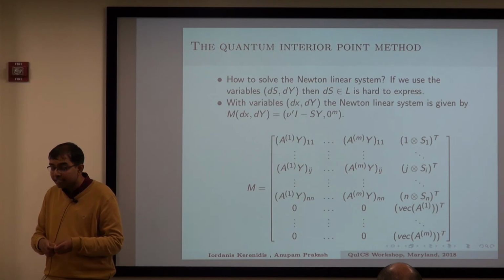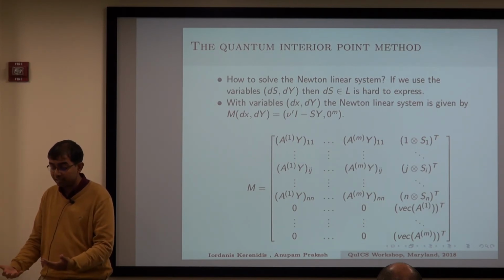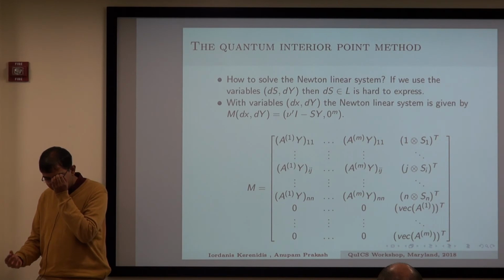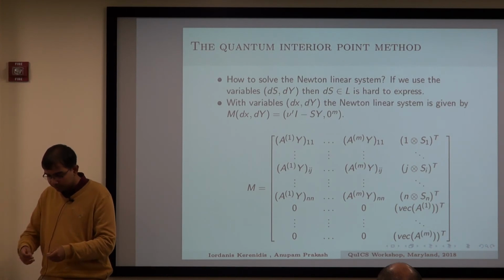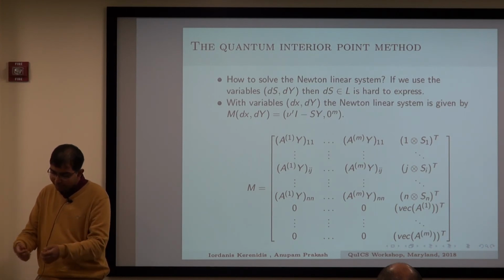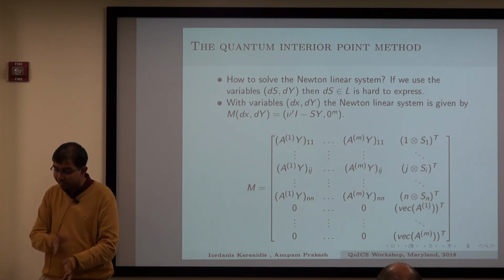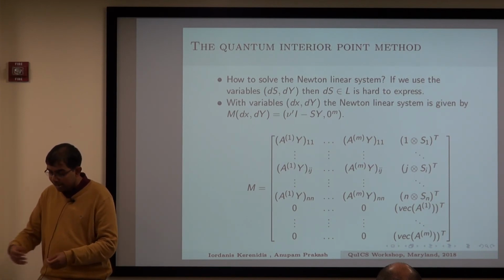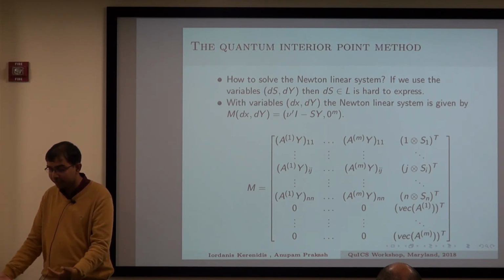If we write the Newton linear system as given, in terms of ds and dy, then we have a certain constraint: ds belongs to L, which is hard to express as a linear constraint. This is because we have a basis for L, but we don't have a basis for L perp, and to compute a basis for L perp would be very expensive computationally. So we change variables to dx and dy, where dx and ds are related as before. And then we try to compute what exactly this Newton linear system matrix looks like.